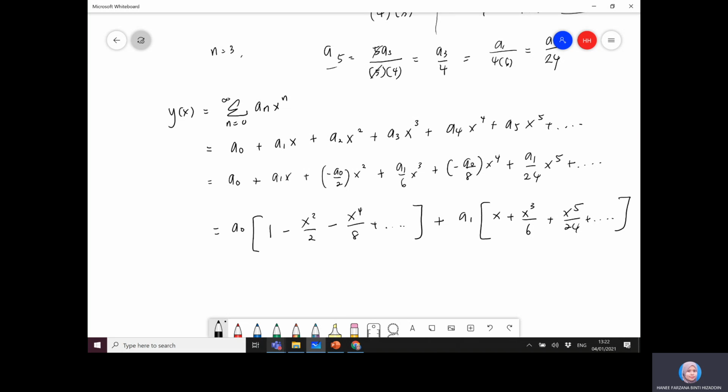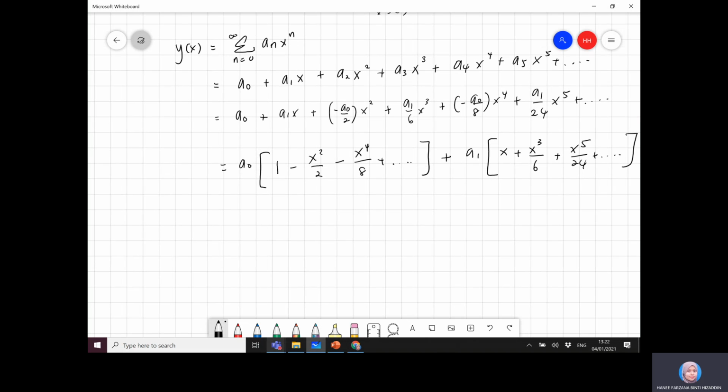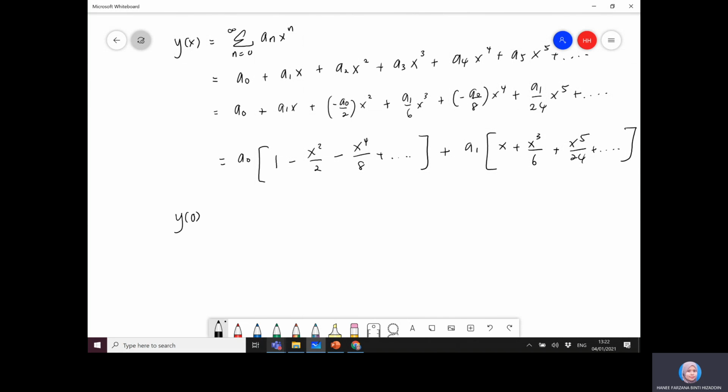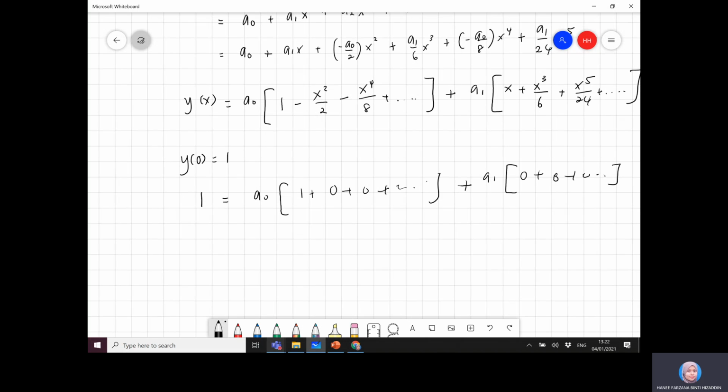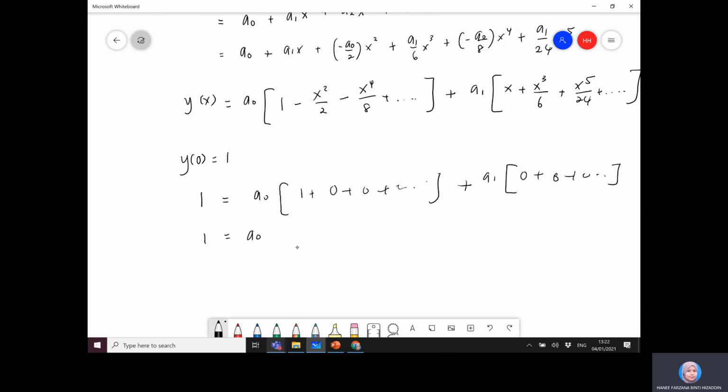Okay, so now since we are given the initial conditions, we can work out the values of a1 and a0. So we can apply the initial value. The initial value given is y at x equals 0 is equal to 1. So when you put x equals 0 inside the series here, you will get 1 equals a0 times 1 plus 0 plus 0, and a1 times 0 plus 0 plus 0. So you will just get 1 equals a0. So this is your value for a0.